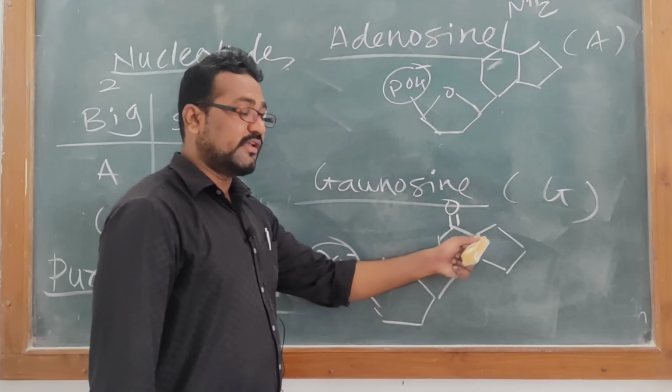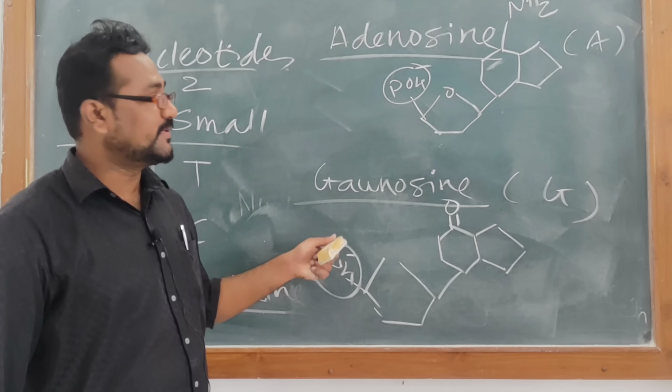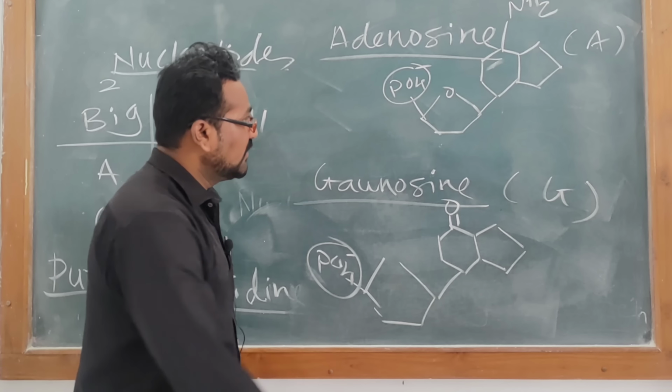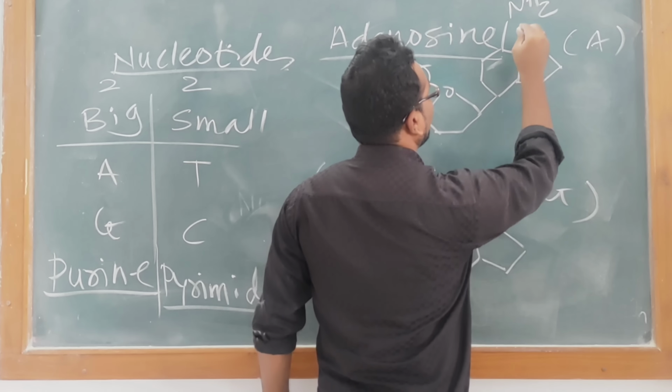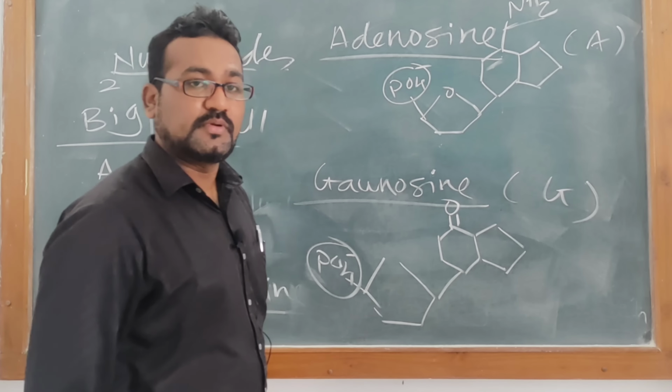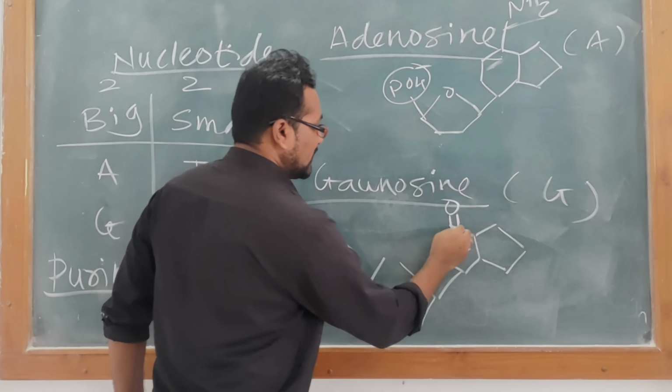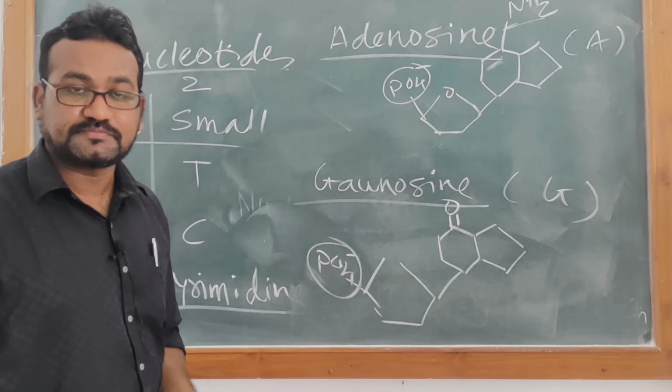At carbon number 1 you have the nitrogen base, at carbon number 5 you have the phosphate group. Same is here, but if you notice, this nitrogen base contains an amino group and this nitrogen base contains an oxygen group. This is the difference between A and G, which are the purines.